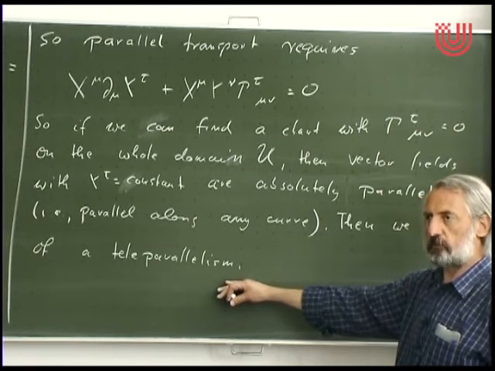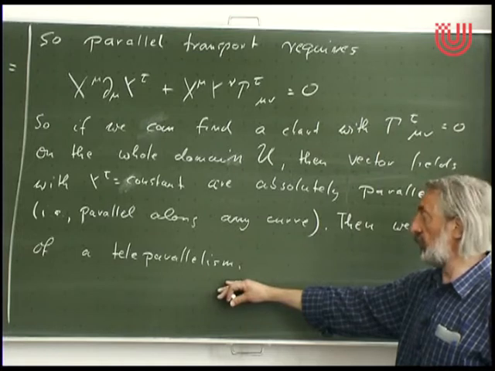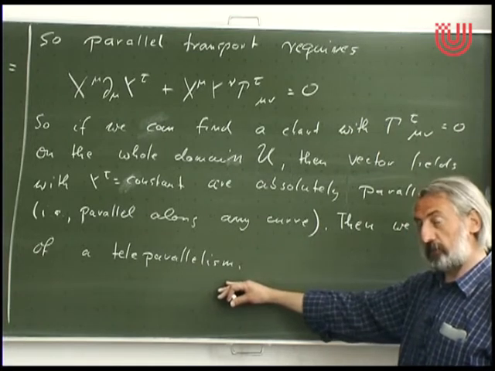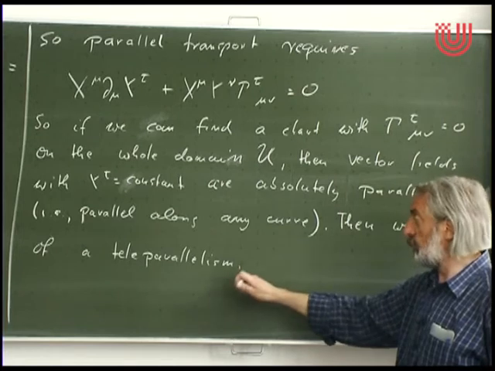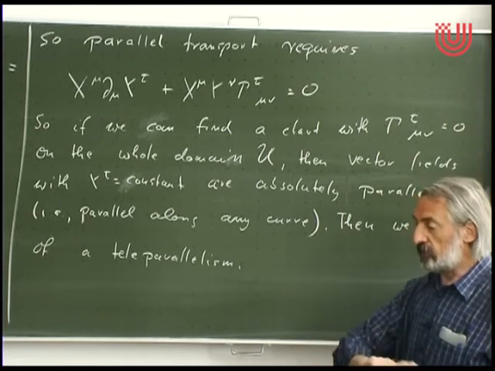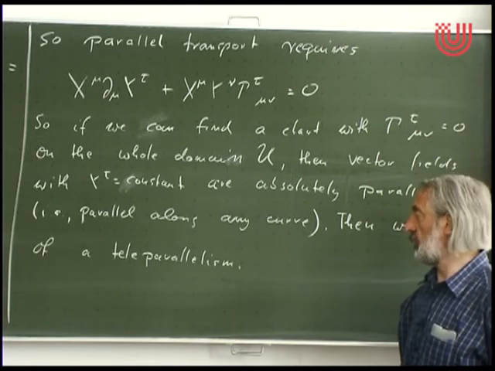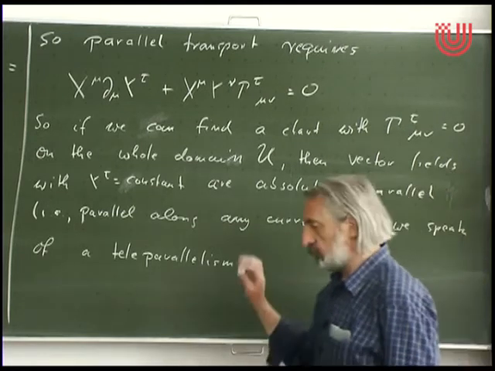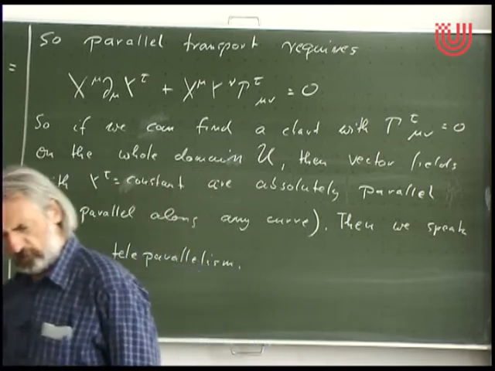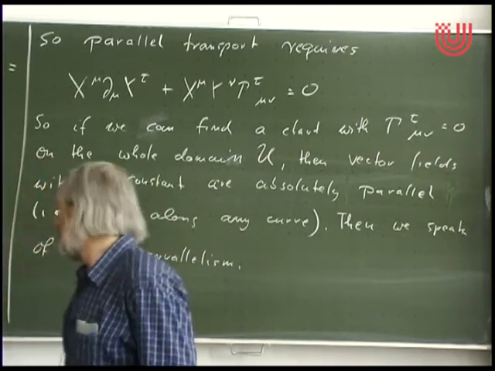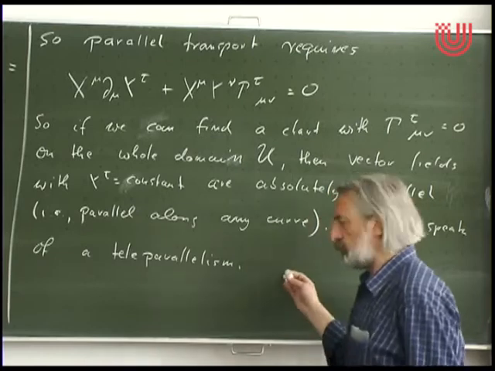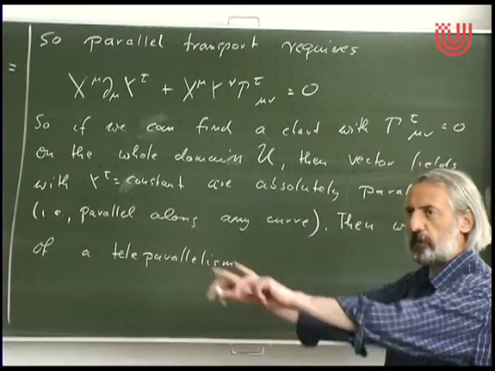If we can find a chart in which the gammas are 0. If we cannot find such a chart, and in general we cannot, then we do not have a teleparallelism, and the outcome of parallel transport depends on the way in which we go from one point to another. And that's one way in which one can introduce curvature, which we will do in 5 minutes or so.